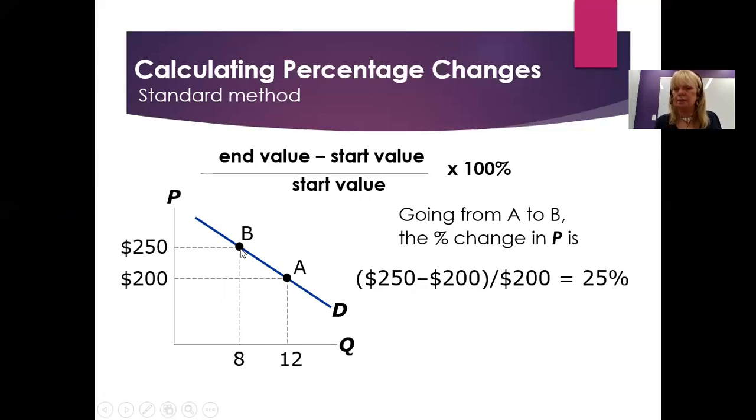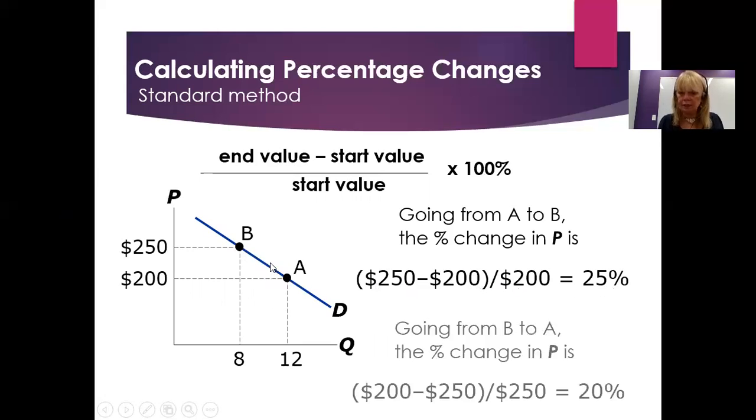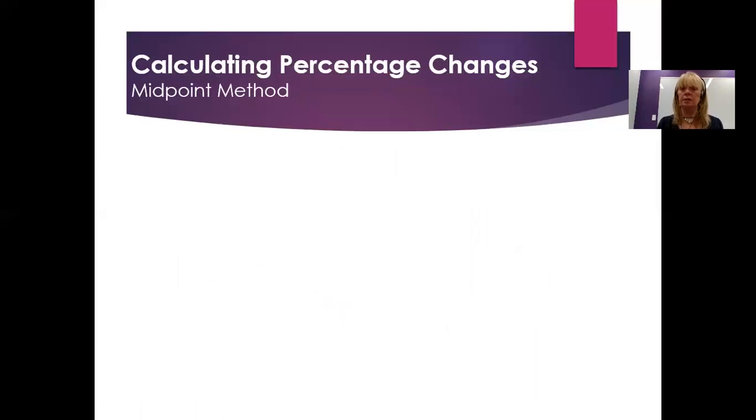But if we go from B to A, we get a different percentage change in price. When we go from 250 down to 200, it's still a $50 difference, but now we're going to divide by $250, the starting value, so now we only get a 20% change in price. That's just never going to do. We need something that's going to give us the same stable percentage change in price, whether price is increasing or decreasing. And that's why we turn to the midpoint formula.